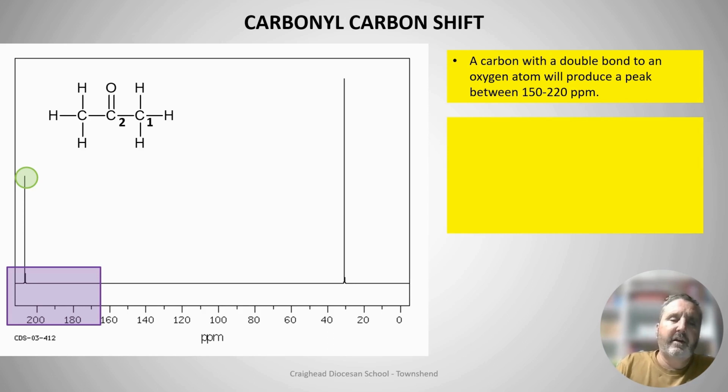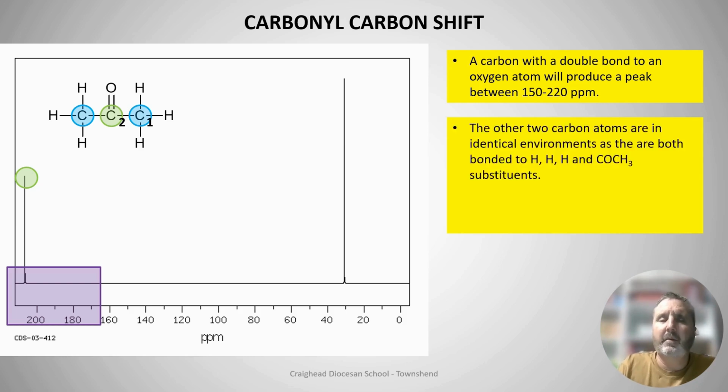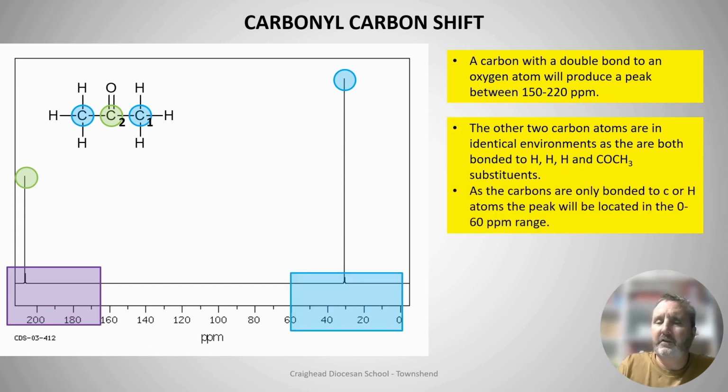So we can see that this is carbon number 2. Notice here this molecule is also symmetrical, so the two carbons on the left and the right are in an identical environment, so we're only going to have one other peak, and it's in the carbon to carbon, carbon to hydrogen range, that 0 to 60 range.